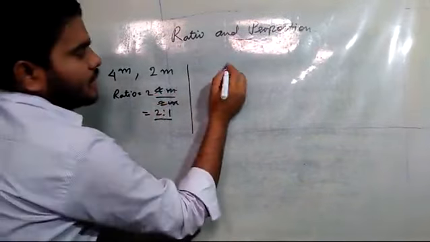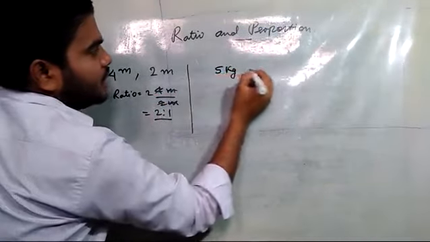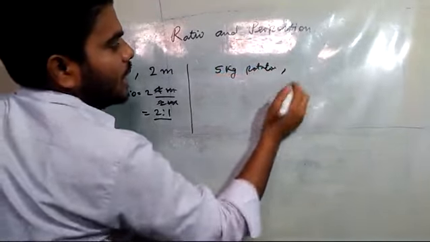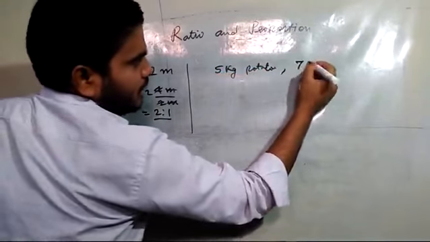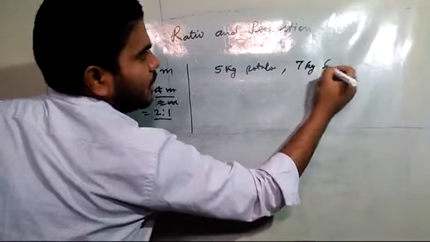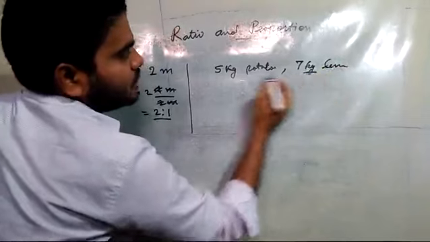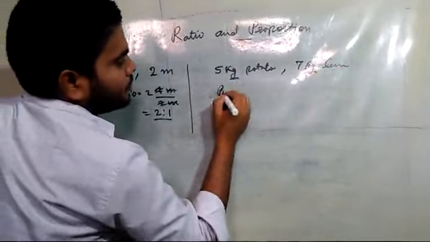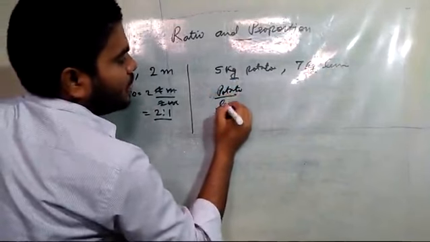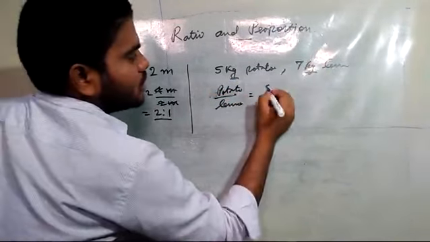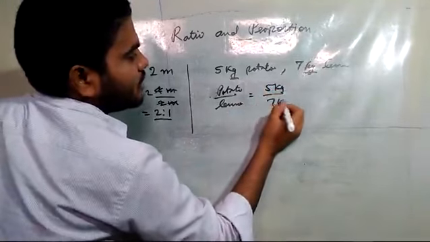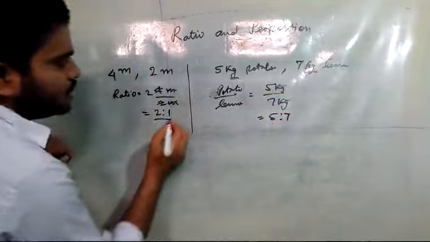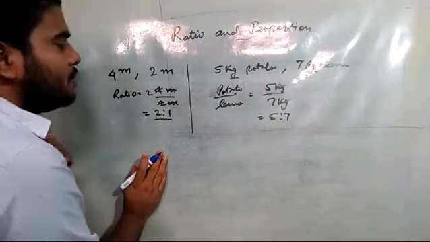So if I write 5 kg potatoes and 7 kg lemon, now see, the kg unit is same. So what is the ratio of potato to lemon? Potato to lemon ratio will be 5 kg upon 7 kg. Kg cancel, so it will be 5:7. Here meter was cancelled, so it was 2:1.